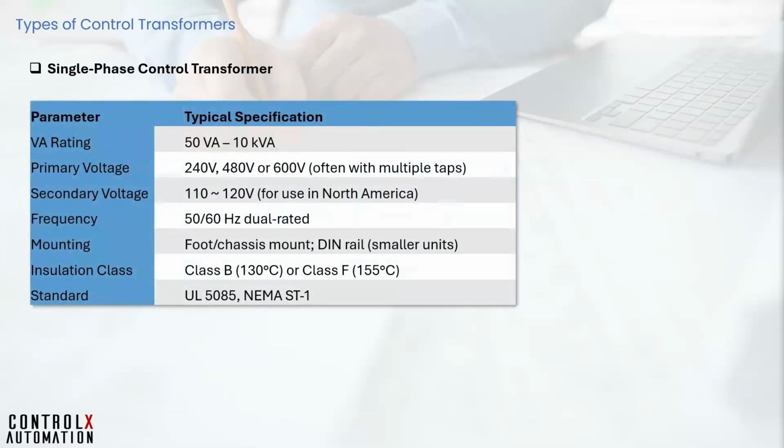Let's look at the types of transformers commonly used in industrial control panels. The most common type is the single-phase transformer. It is generally used to step down from the mains voltage to a lower voltage used for control systems like 110 or 120 volts, which is common in US and Canada. This table lists the typical specifications for a single-phase control transformer. Feel free to pause here to review it in detail.